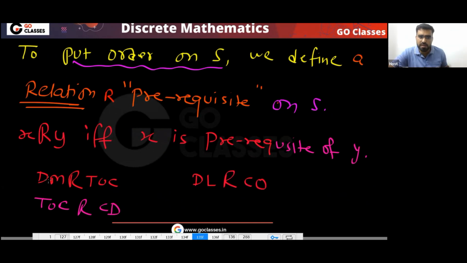Do you agree? Discrete mathematics is a prerequisite of TOC. TOC is a prerequisite of compiler design. Digital logic is a prerequisite of computer organization. Because before TOC you should study discrete mathematics, and before compiler design you should study TOC. So before compiler design you should study discrete mathematics. Correct? So I can say discrete mathematics is a prerequisite of compiler design. So this is what we got.